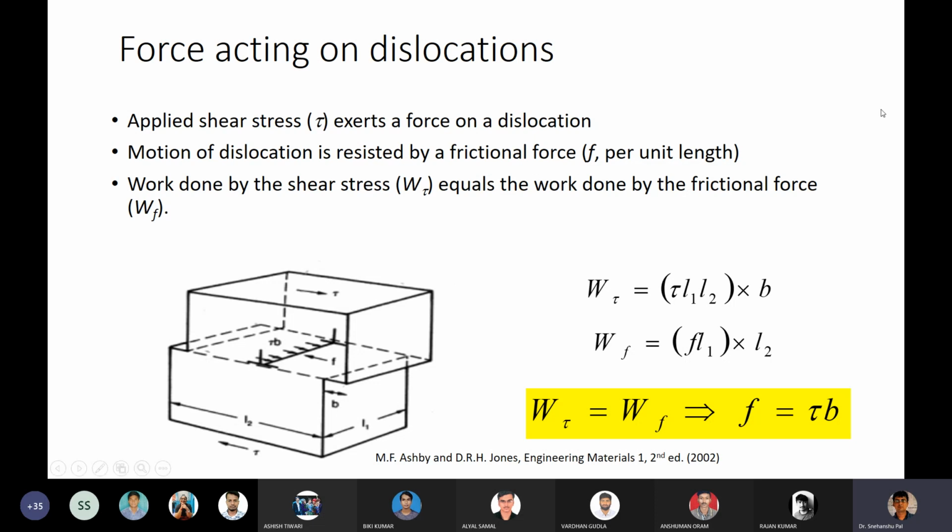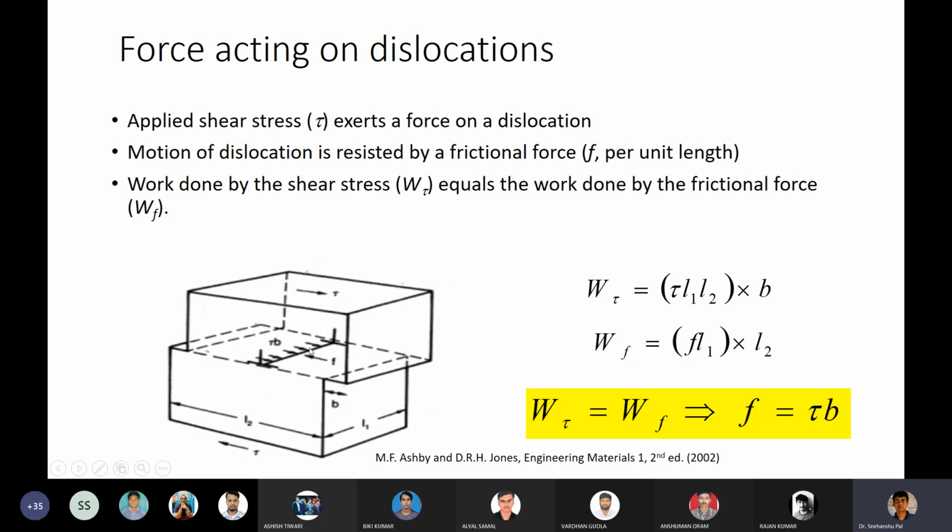And if you see in the picture, there is a dislocation line, and small f is representing the frictional force, and these arrows tell you the direction of the frictional force, and the small arrows represent the direction of the shear stress. You can see the shear stress direction in the upper part, and that is exerting a force on the dislocation. Now our job is to understand that for the shear stress you have applied, the work done is equal to the work done by the frictional force.